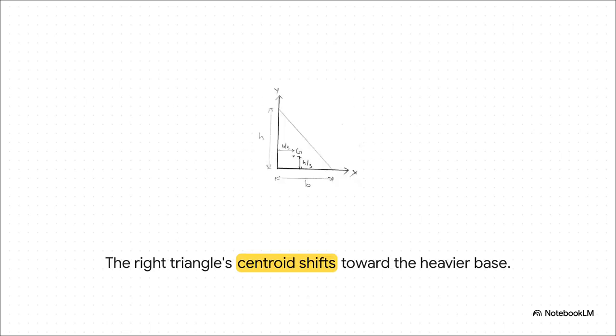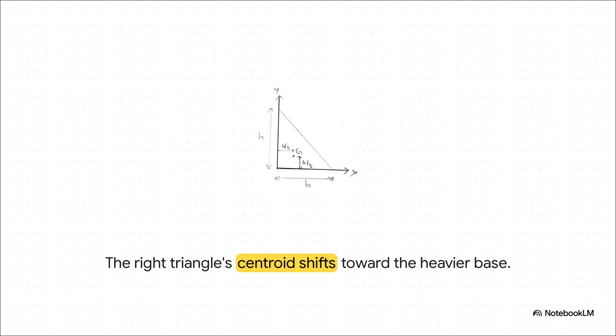But things get a little tricky when we lose that perfect top-to-bottom or left-to-right symmetry. Take a look at our right triangle. Notice how the triangle's center of gravity totally shifts? It doesn't sit neatly in the middle anymore. It shifts down and to the left, right toward that heavier, wider base. For a right triangle with base b and height h, that centroid is sitting at b/3 along the x-axis and h/3 along the y-axis.